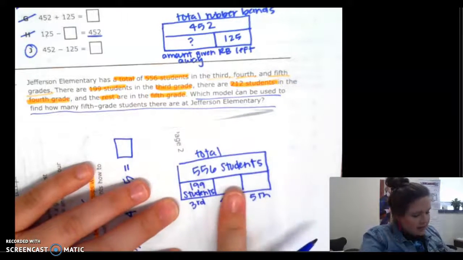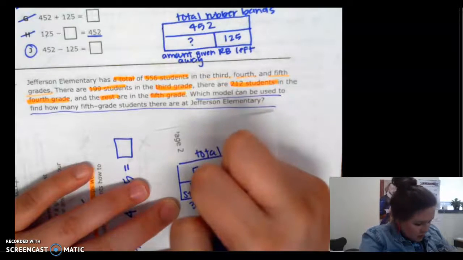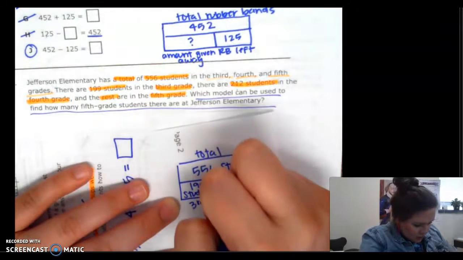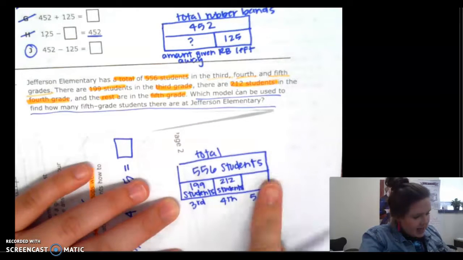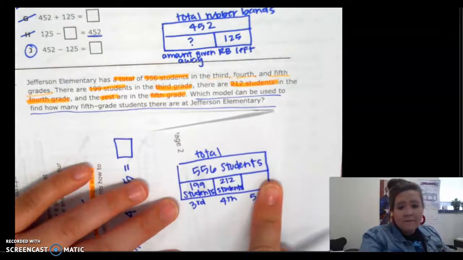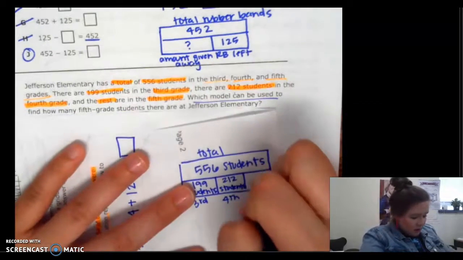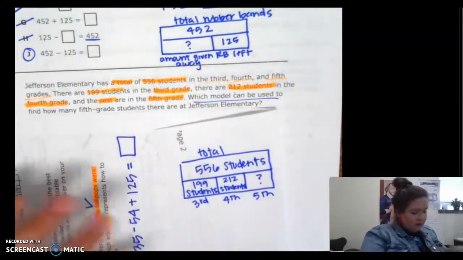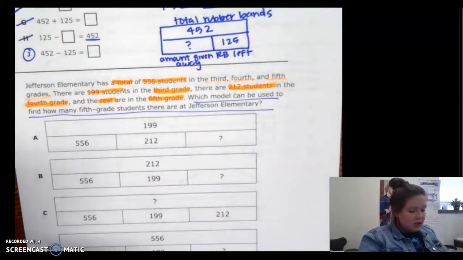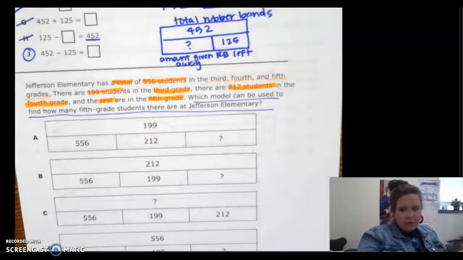4th grade has how many? 212 students. And 5th grade has how many? We don't know. We don't know how many students are in 5th grade. So I'm going to put a question mark because that is what we are looking for. So let's use this strip diagram to help us solve our problem.